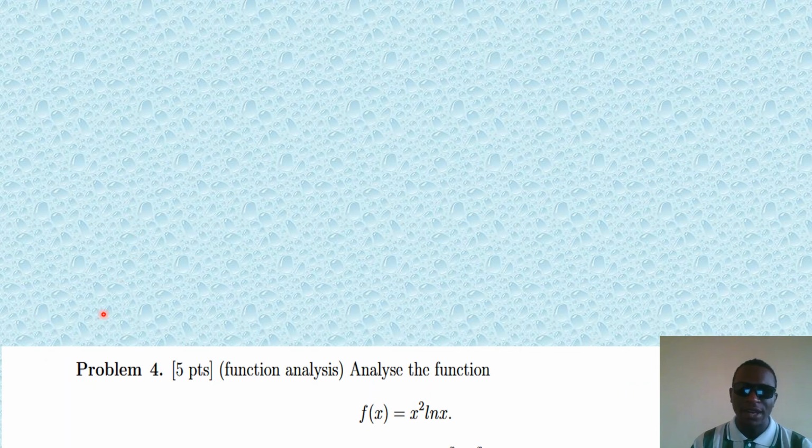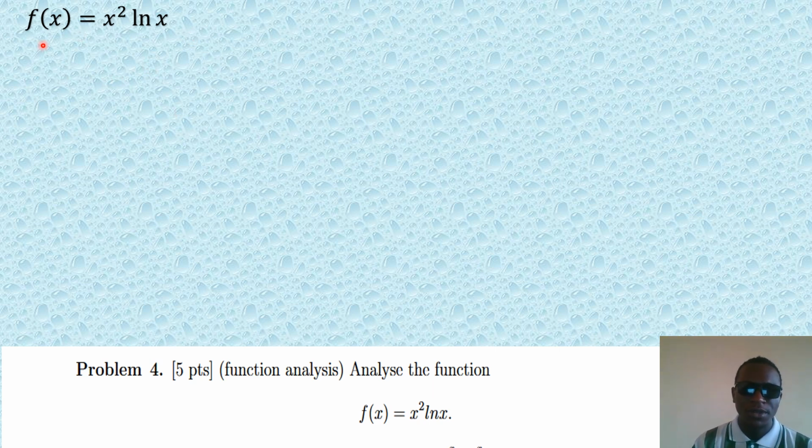So whenever we are asked to analyze a function, it is the same thing as telling you to study that function right from its domain to its graph. Okay, so our function is given as f of x equals what you see there. f of x is equal to x squared times the natural log of x.